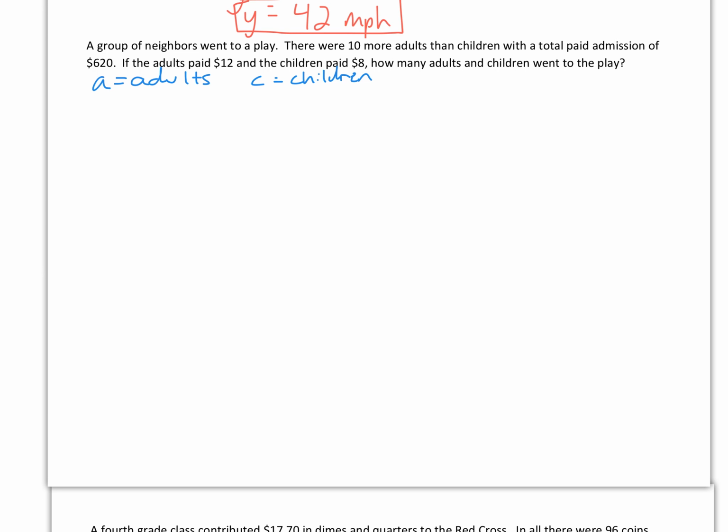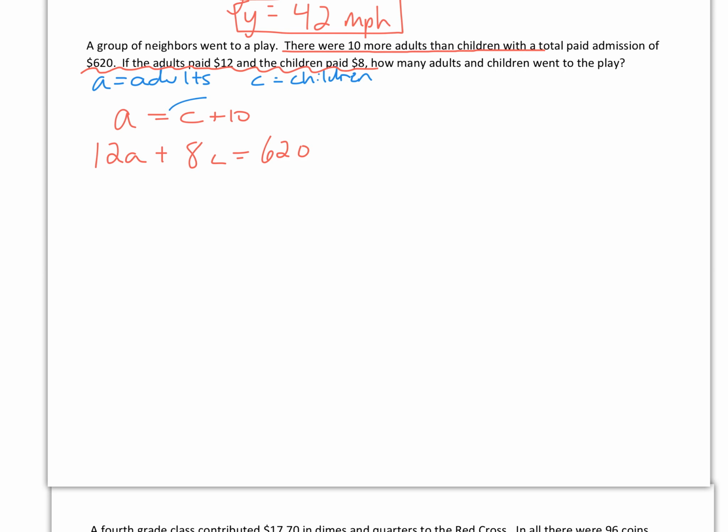And let's create our first equation based off the number of people. The second sentence says there were 10 more adults than children that went to this play. So I could say adults equals the children plus 10. If you ever see a cost, that's going to be one of your equations. So we know $12 for adults, we're going to represent that with multiplication, plus $8 for children, equals a total amount of $620. So we have the number of people equation and the cost equation.